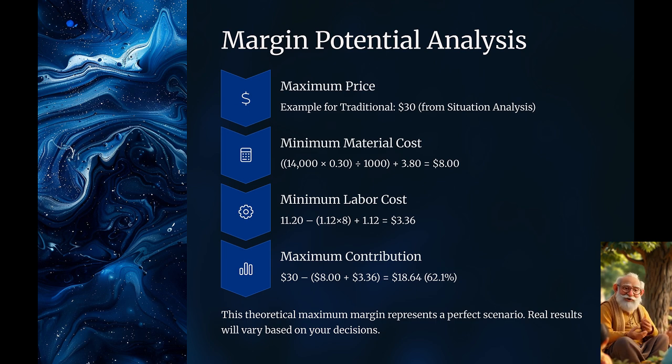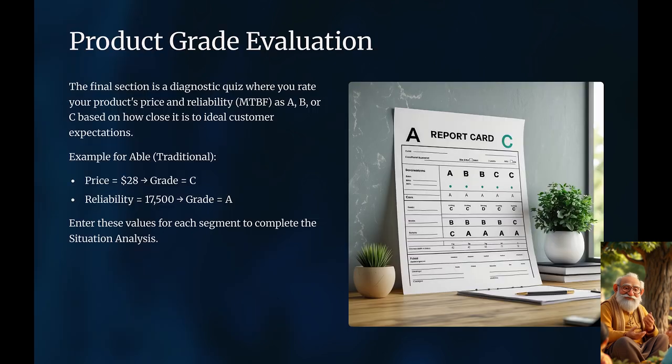Maximum contribution margin. Now we calculate theoretical margin equals $30 minus ($8.00 plus $3.36) equals $18.64. Percentage equals 18.64 divided by 30 equals 62.1%. That's phenomenal, but remember, this is a perfect scenario. Real results will vary based on your decisions.